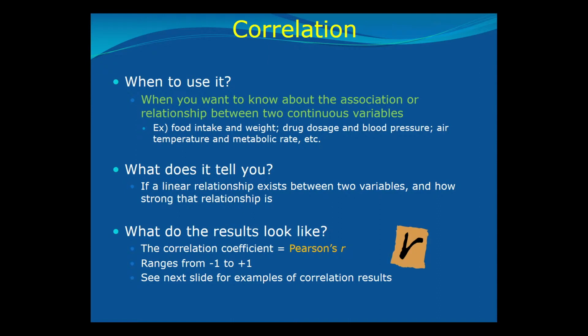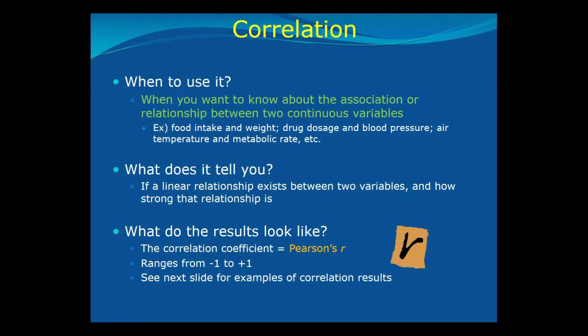For example, if we're interested in food intake and weight, does our weight depend on food intake, or for example drug dosage and blood pressure, air temperature and metabolic rate. In this case, we should carry out correlation analysis. What does correlation tell us? If a linear relationship exists between two variables and how strong this relationship is.